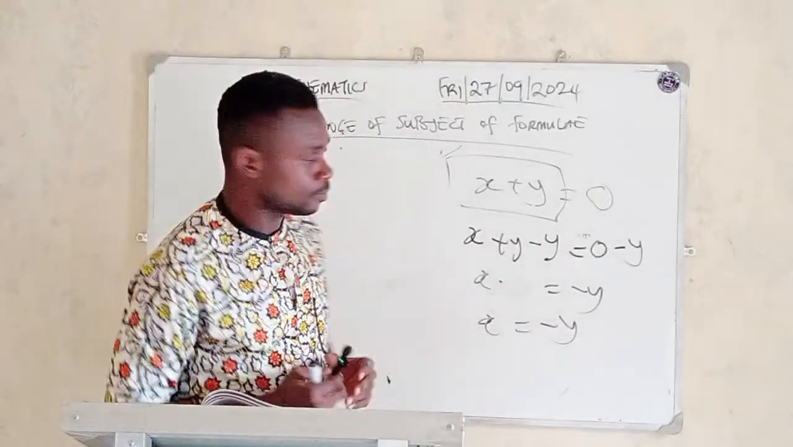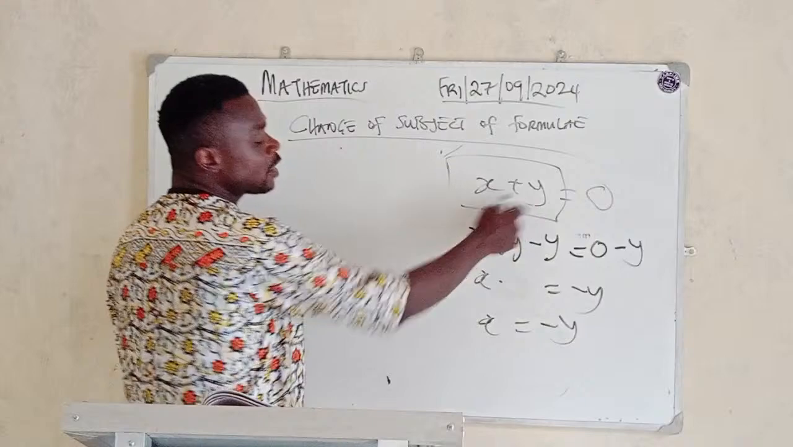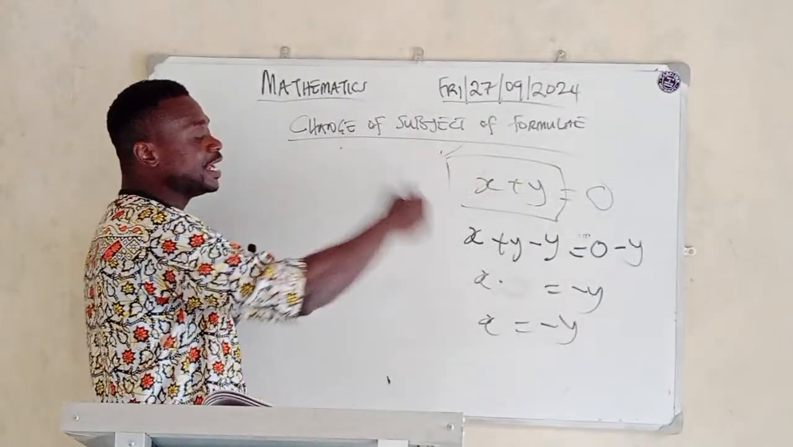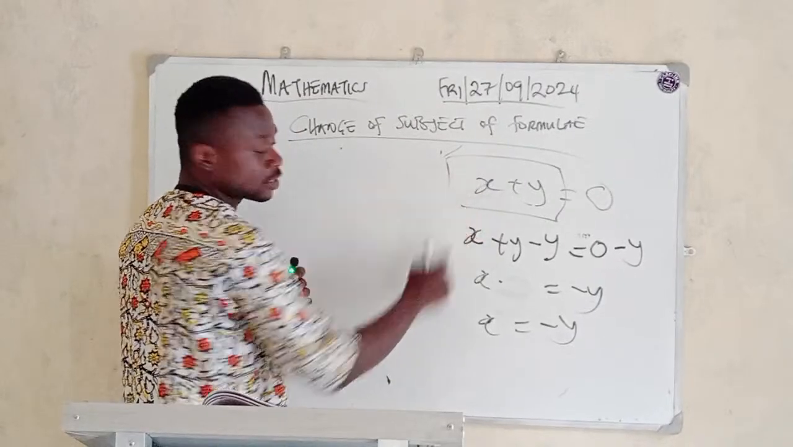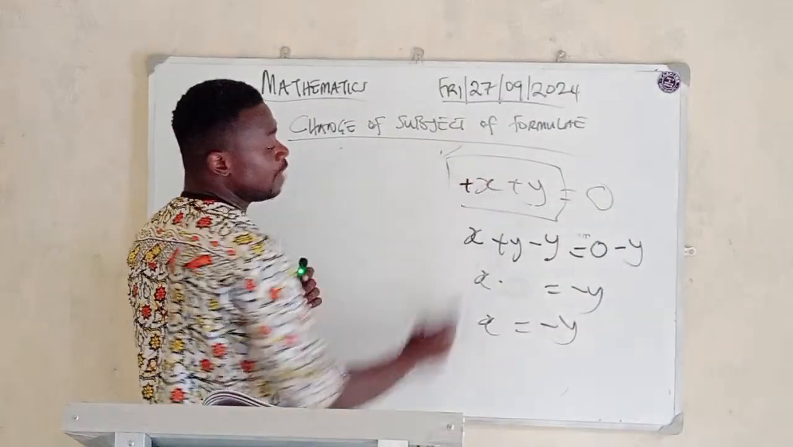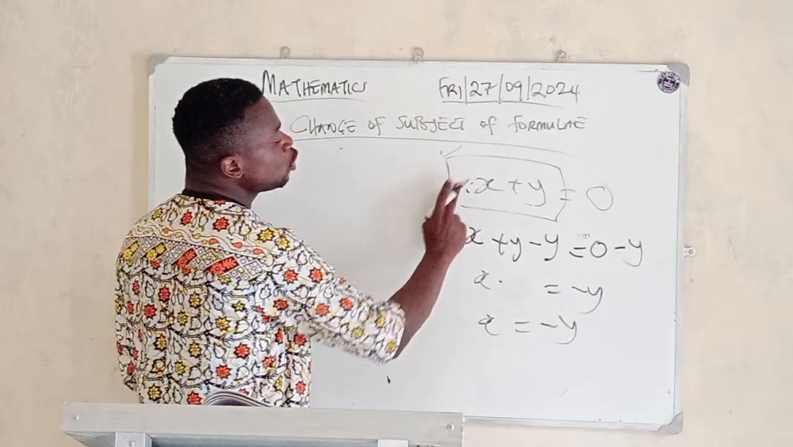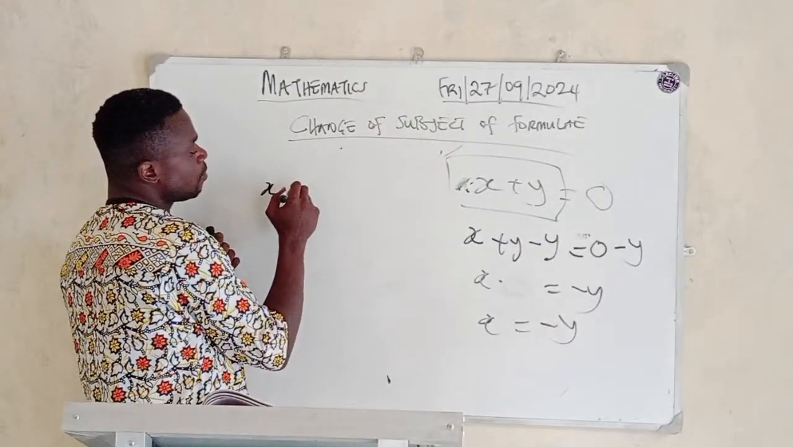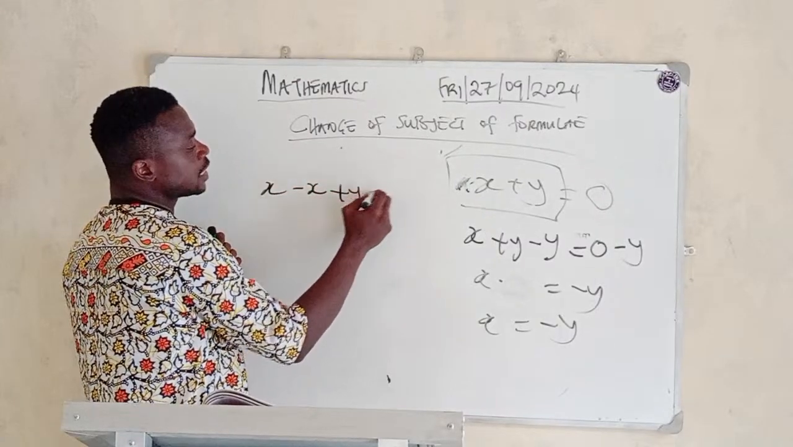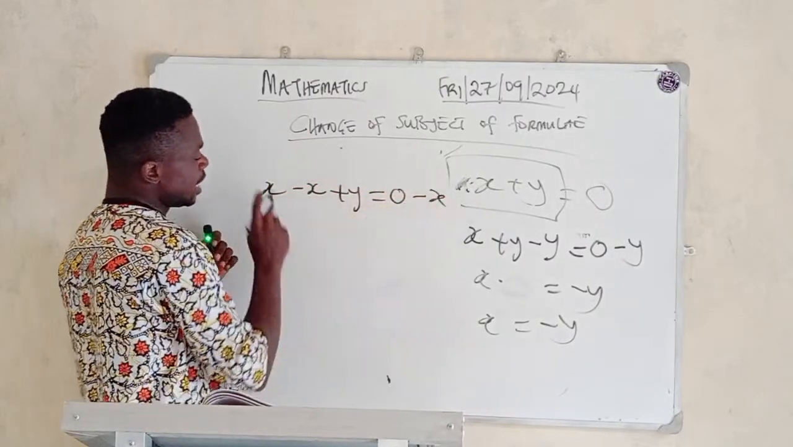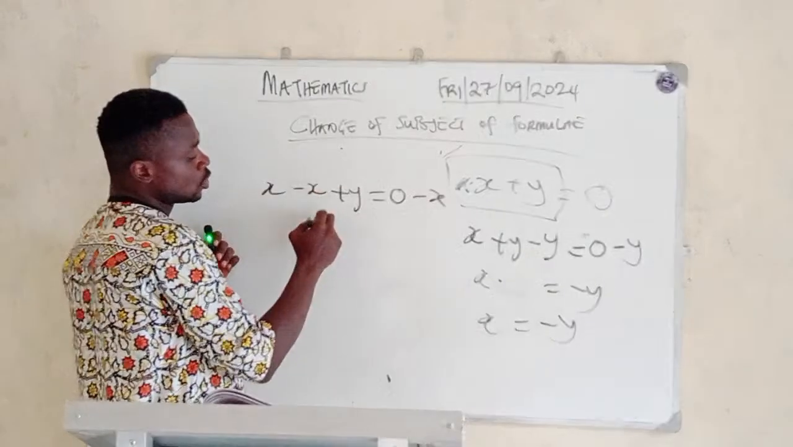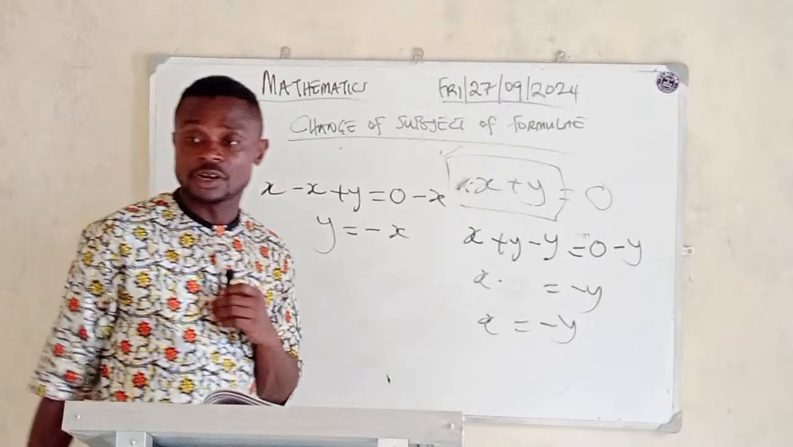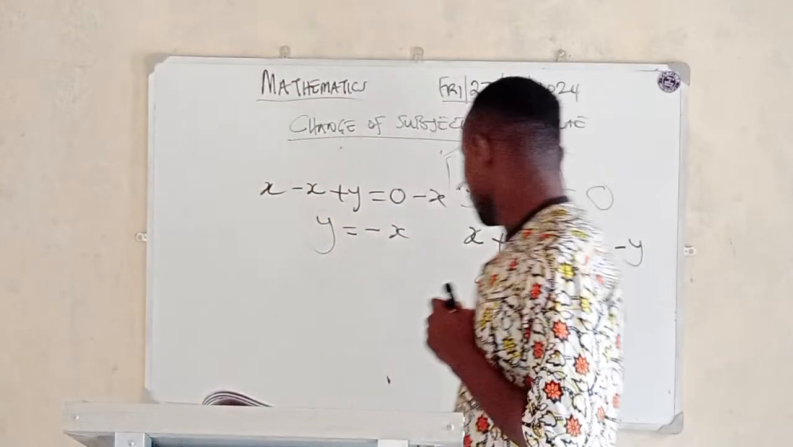The same thing, if your target is to make y the subject of the formula, the operation between x and y here is what? Plus. Hope you know that there's an invisible plus. So that means you introduce minus x on both sides. So it becomes x minus x plus y is equal to 0 minus x. X minus x is 0, so y is equal to minus x. Does it make sense? Good.